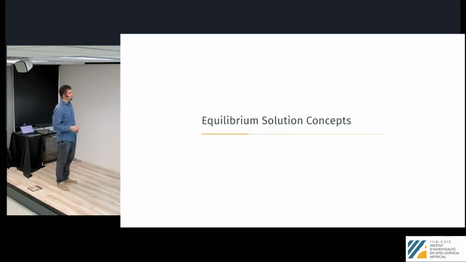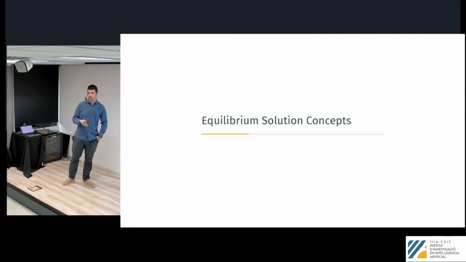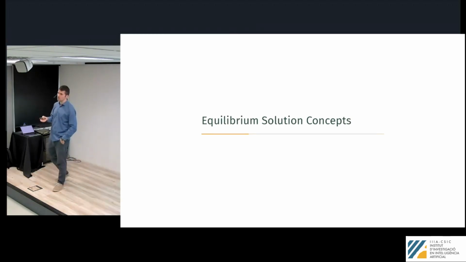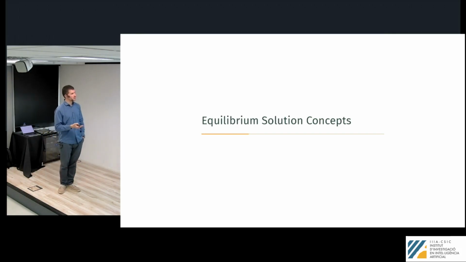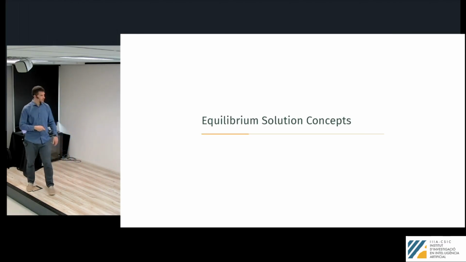Okay, so with that in place, we can now go ahead and talk about equilibrium solution concepts. Now we're getting into some interesting questions. Now we're going to try and answer some of these questions. What does it mean for a game to be solved? What is the solution for a game? Or in other words, what does it mean for agents to act optimally in a particular game?